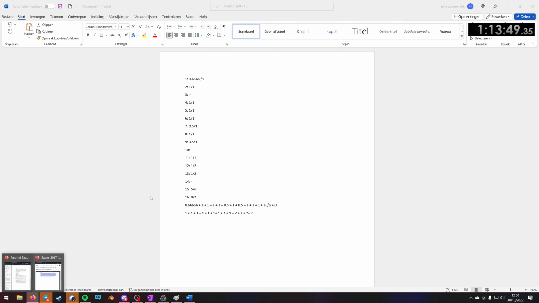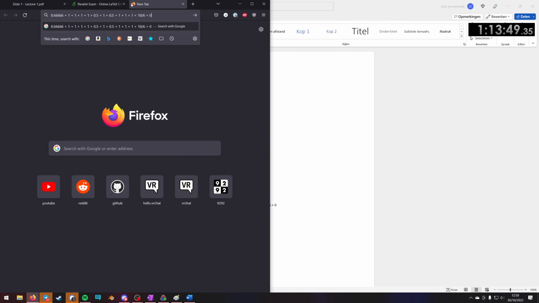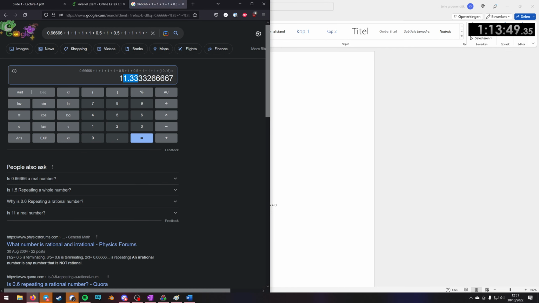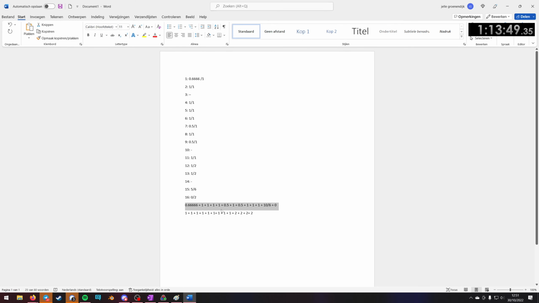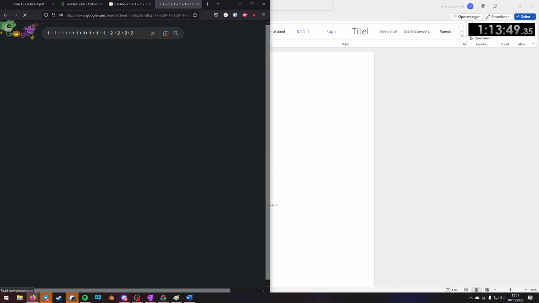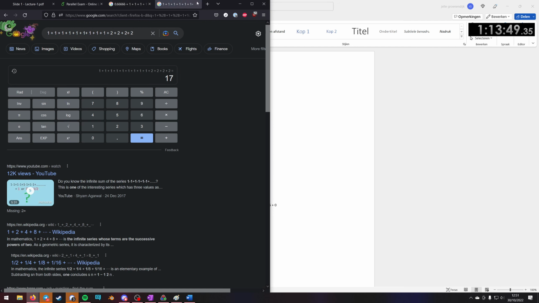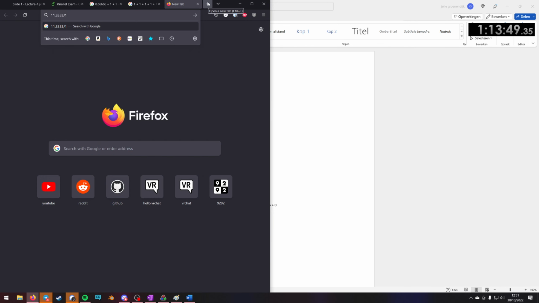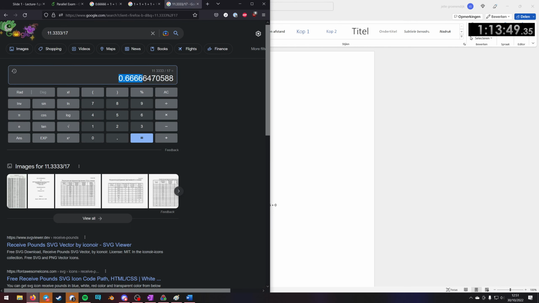Right, let's throw this in Google because Google is my calculator. I hope it's going to understand this. Hey, 11 and a third, lovely. And this is over 17. 11 and a third over 17 is 0.66. That'd be a pass.